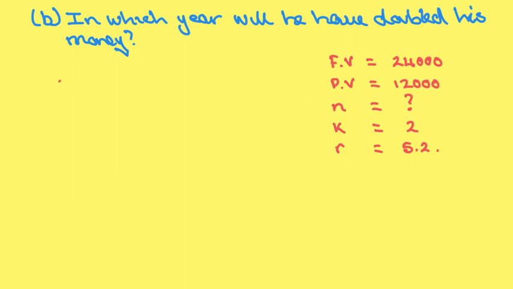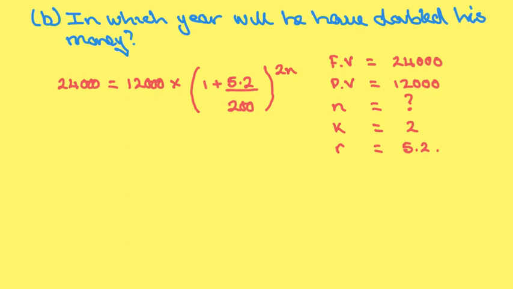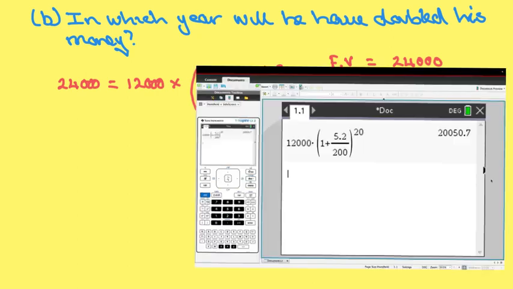So again, we could put that straight into the formula. So the future value is 24,000. Well, that is equal to 12,000 times 1 plus 5.2 over 200 to the power of 2n. We're trying to find n, and in order to do that, I'm going to use nsolve on my GDC.